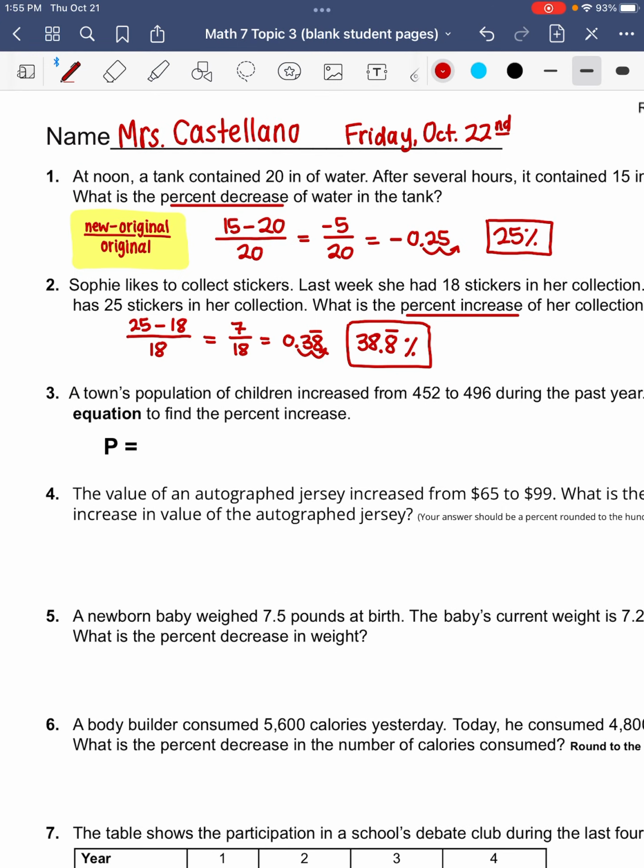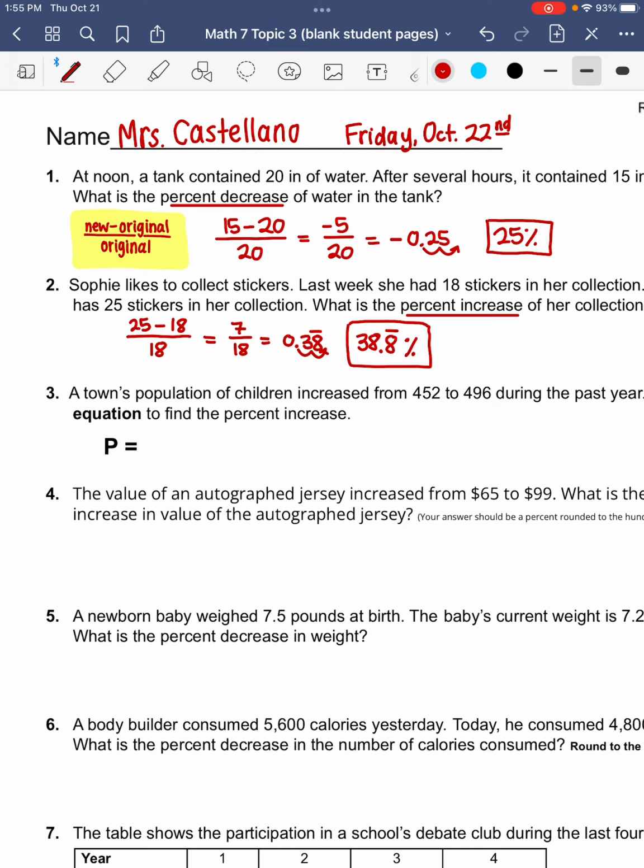Okay, in number 3, a town's population of children increased from 452 to 496 during the past year. Write an equation to find the percent increase. So we don't have to solve anything. All we have to do is set up our problem here. So I still need to identify which quantity is our new quantity and which one is our original quantity.